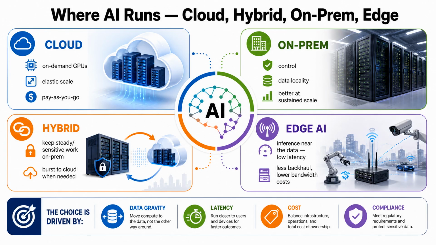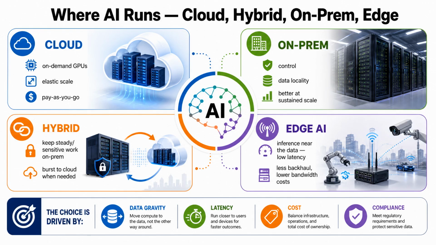AI infrastructure can live in 4 places, and the exam expects you to describe each one cold. So let's walk the 4 corners of this slide. Top left, cloud: on-demand GPUs, elastic scale, pay-as-you-go pricing. Perfect for bursty or experimental work. Spin it up, pay for what you use, spin it down.